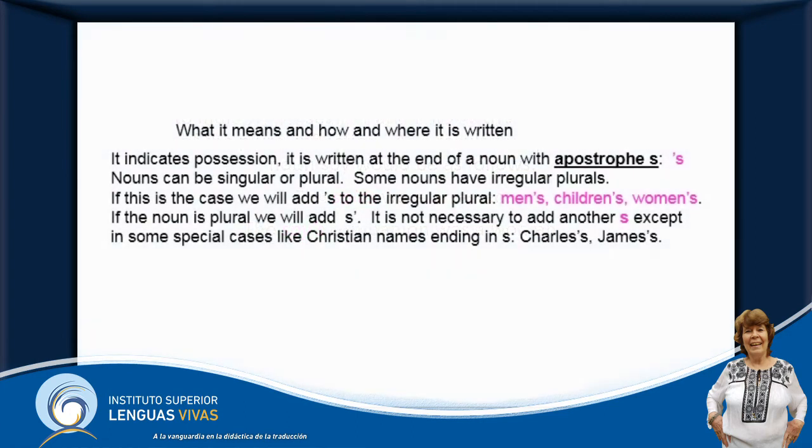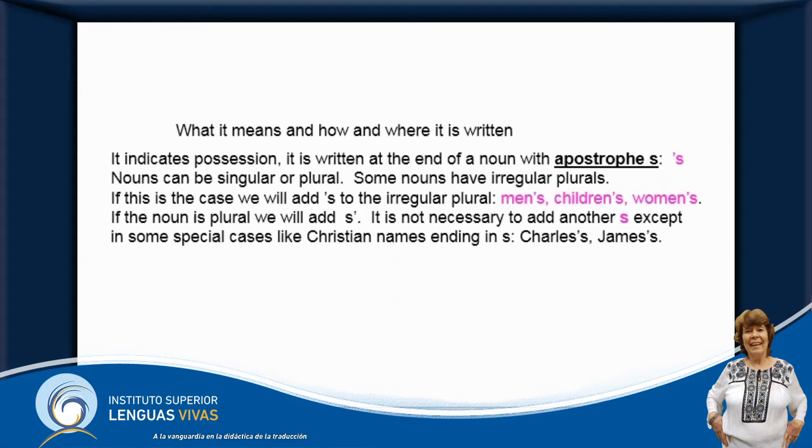Okay, what this means and how and where it is written. It indicates possession. There is always something that is possessed and someone who possesses. It is written at the end of the noun with an apostrophe S. Nouns can be singular or plural. Some nouns have irregular plurals, and if this is the case, we add an apostrophe S to the irregular plural. For example, men's, children's, and women's.